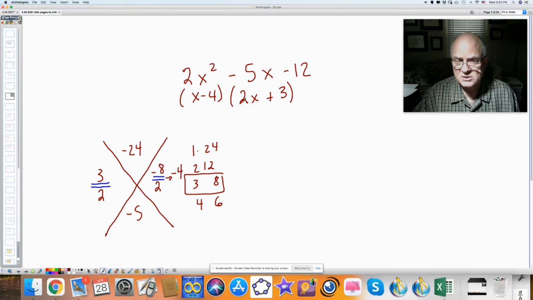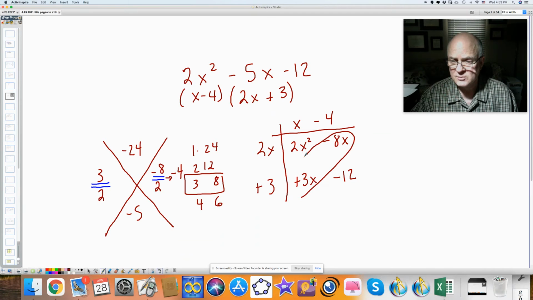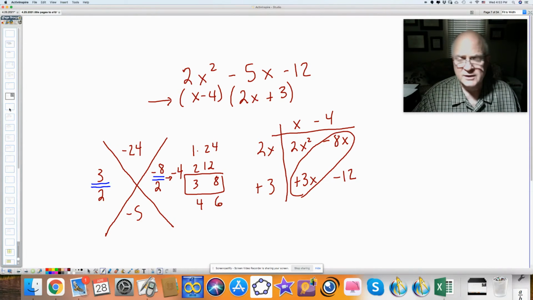Now to show you that this factored form is equal to this, I will expand this using the box or our area model. X minus 4, 2x plus 3. Do we have 2x squared? We have negative 8x. Here we have a positive 3x, and here we have negative 12. These two terms are like terms, and they add to be negative 5. I have the negative 12 and the 2x squared. So you see, this is the factored form of this standard form quadratic with a leading coefficient that is not 1.